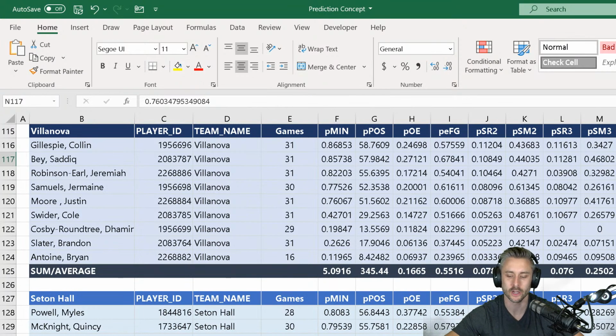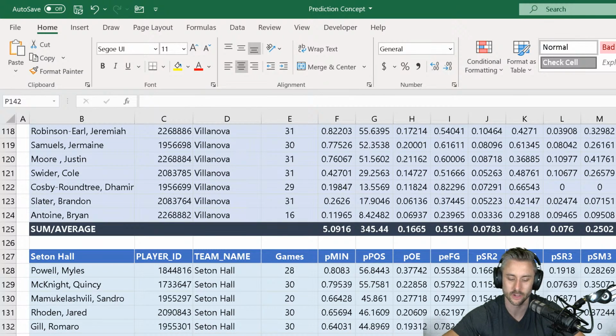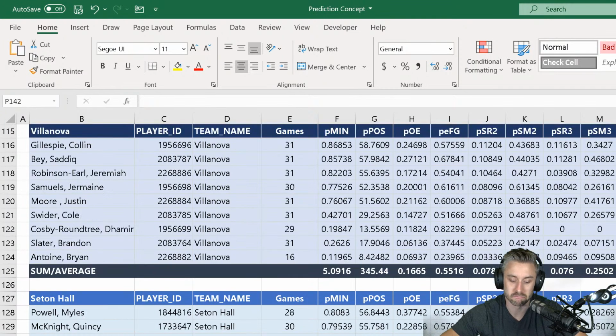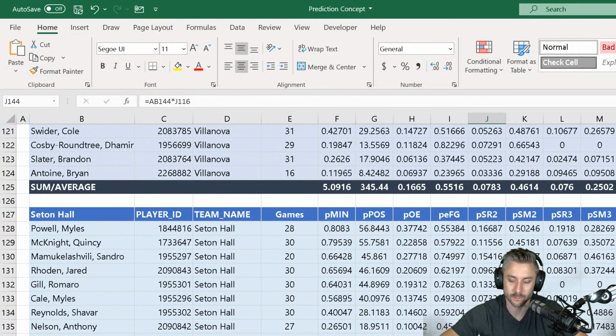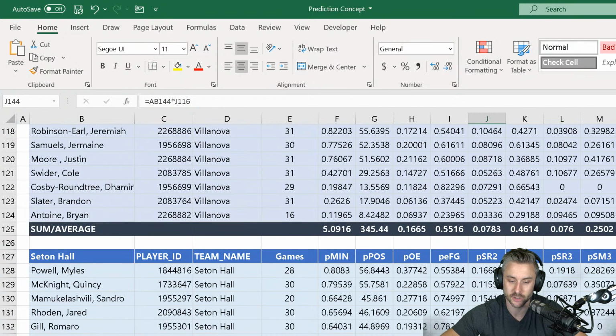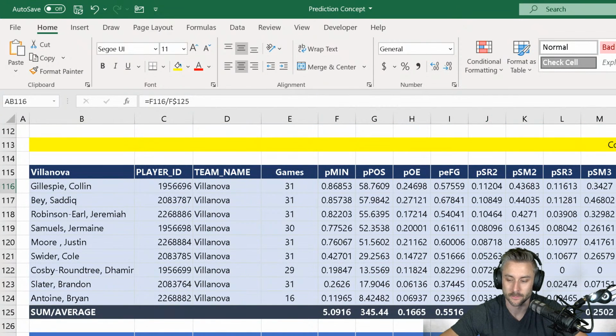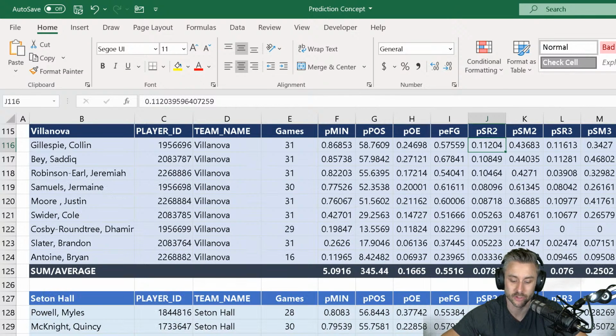So say your Monte Carlo run says Villanova's going to shoot a 2-point shot. Well, how do you determine which player is going to shoot it? Well, this is the assignment method. You can calculate right here. You do a probability share, so you calculate their share times their stat, so 0.17 times 0.11, and you get this number right here.